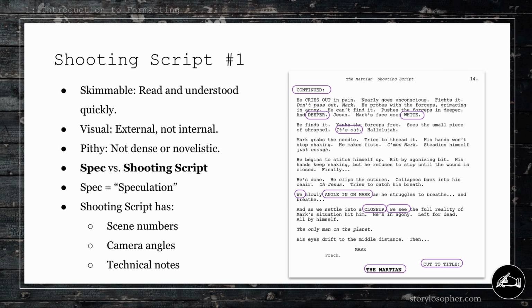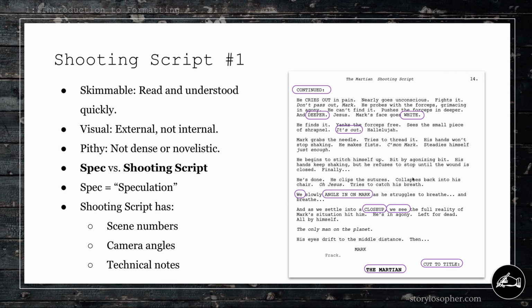Another thing that you see in a shooting script more often is going to be this "we" thing. "We" is normally kind of a second-person proxy for I, the narrator, and you, the reader, as audience members experience this. "We slowly angle in on Mark," so that implies not just a camera angle, but also a camera movement. "Angle in on Mark. We settle into a close-up. We see."